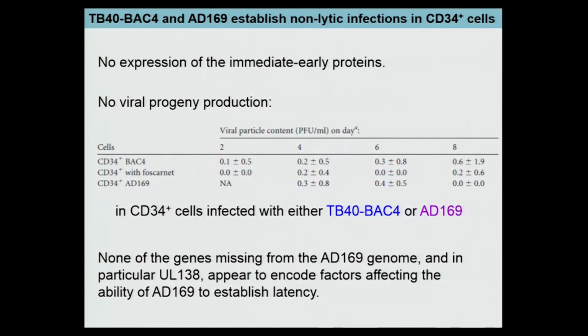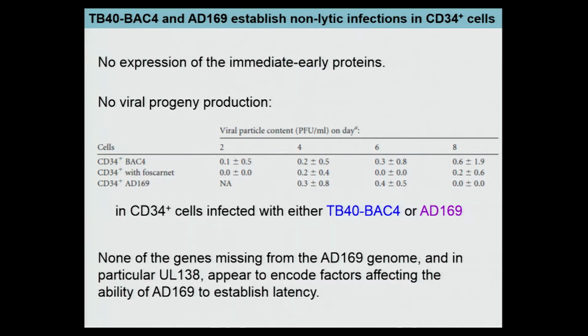At none of the time points did we see expression of immediate early proteins or viral progeny production, which means those viruses are establishing non-lytic infections in the CD34 cells as they differentiate into ILCs. It also tells us that none of the genes missing from the AG169 genome, in particular UL138, which has been linked to latency establishment, appear to be important for AG169 to establish latency in these cells.